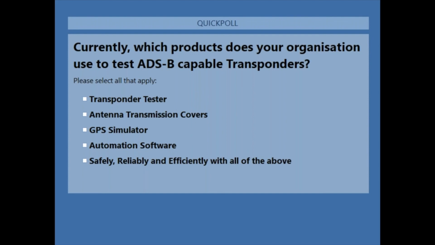Okay, thank you very much, Jack. It's great to see that there are so many of you out there already using the things that we're recommending and are seen as demonstrating best practice for all of the ADS-B transponder testing. I'd also like to remind you at this stage to submit your questions via the chat window, and we'll do our best to answer them as best we can at the end.